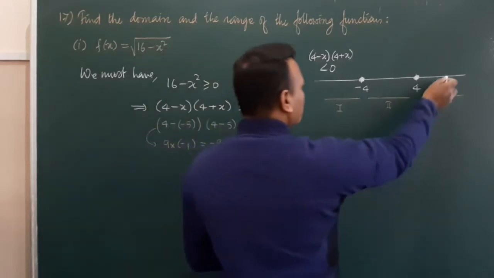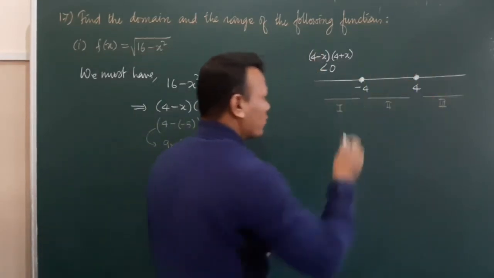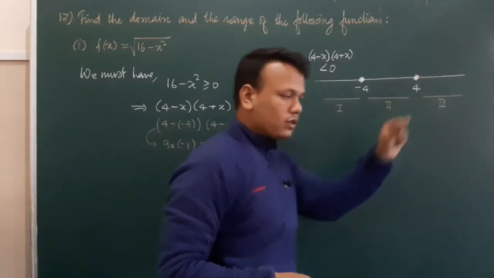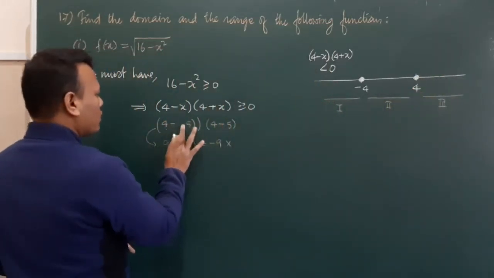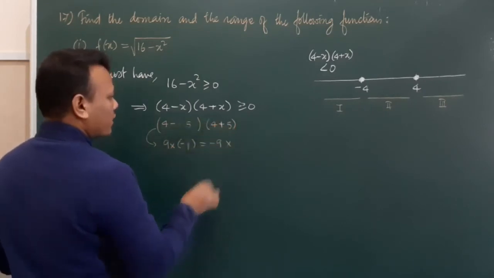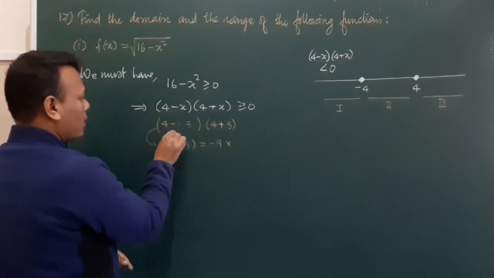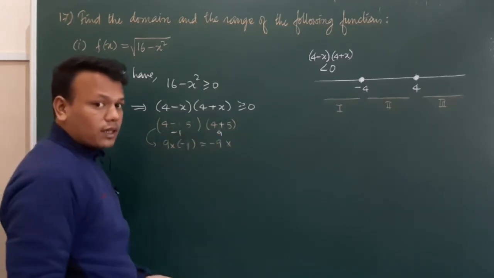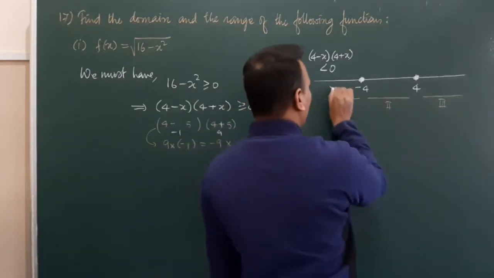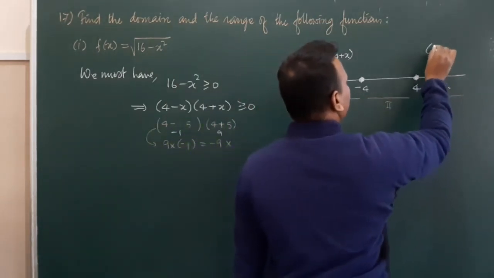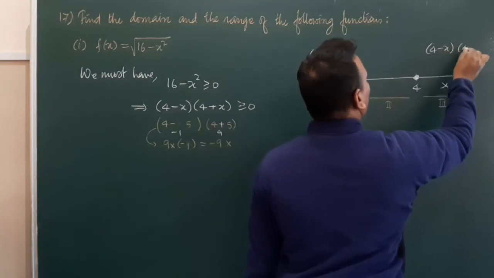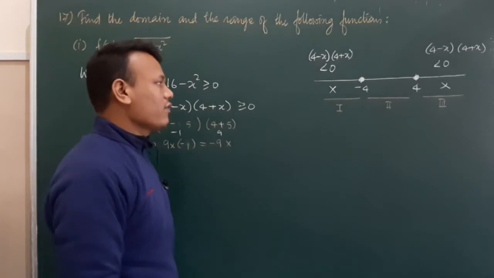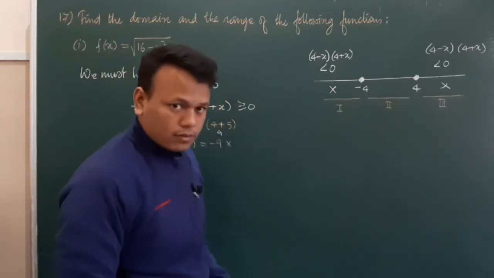Now let me go to region 3. Choose any number, for example 5. Can we choose 5 in region 3? Because 4 is here, so 5 will be here, isn't it? If my number is 5, then this is minus 1 and this is going to be 9. So minus 1 into 9 will again be minus 9. So this region is also not possible. Here also 4 minus x into 4 plus x will be negative. Now we are left with only region 2, isn't it?